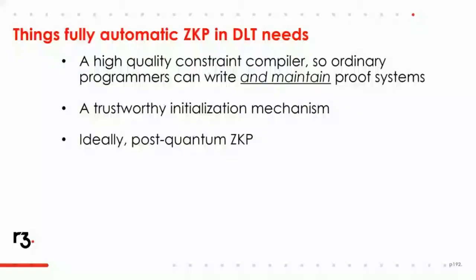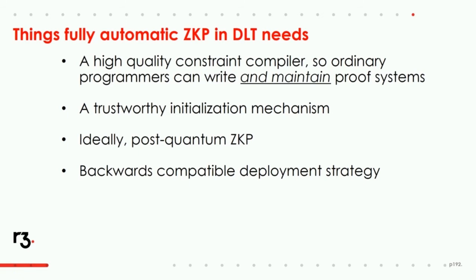We need a way to deploy it into a live network, of course, because by the time this technology becomes usable for this holy grail approach, we will already, hopefully, unless we fail very badly, have live production networks running with SGX and running with other technologies that we need to deploy into. So we need a way of incrementally deploying this technology.